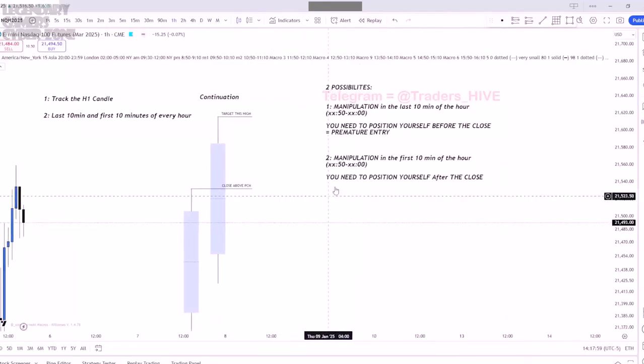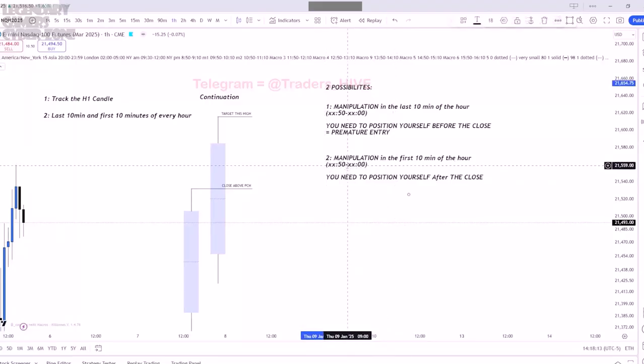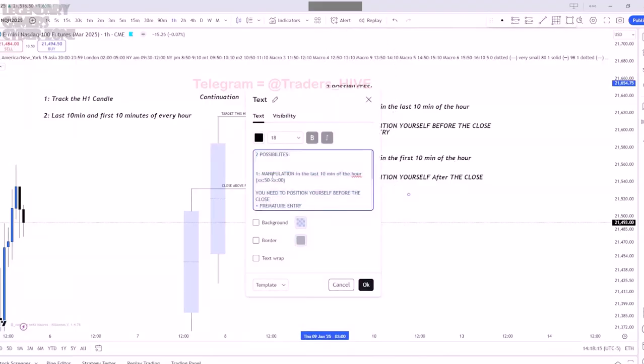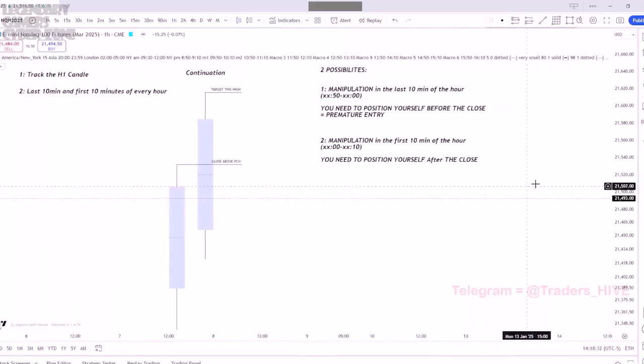So there are two possibilities. First, we manipulate in the last 10 minutes of the hour, so we need to position ourselves prematurely. And the second one, we manipulate in the first 10 of the hour, so in the second portion of the macro, which is going to be from 00 to 10. Okay, so that's what it's going to look like.